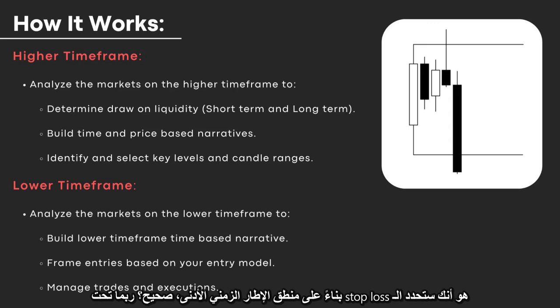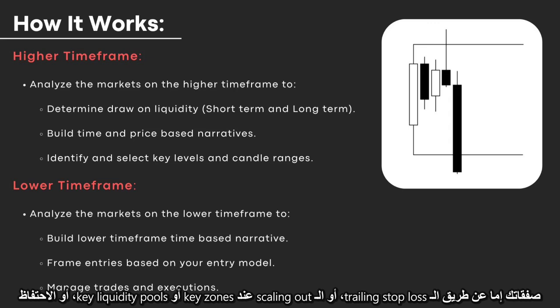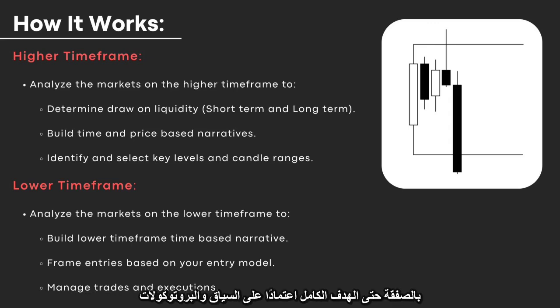So what you're going to do is you're going to set your stop loss based on the lower time frame logic, right? Maybe below a swing low or key standard deviations or an order block. And then you're going to manage your trades by either trailing your stop loss, scaling out at key zones or key liquidity pools, or holding the trade for the full target depending upon the context and depending upon the protocols and guidelines that you've set for your trade management plan.